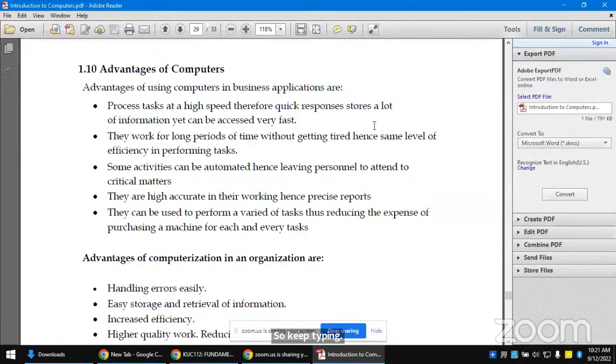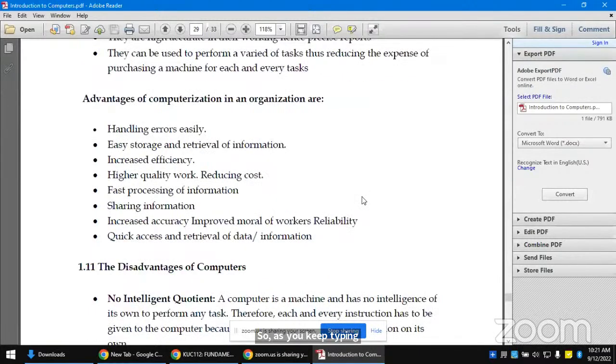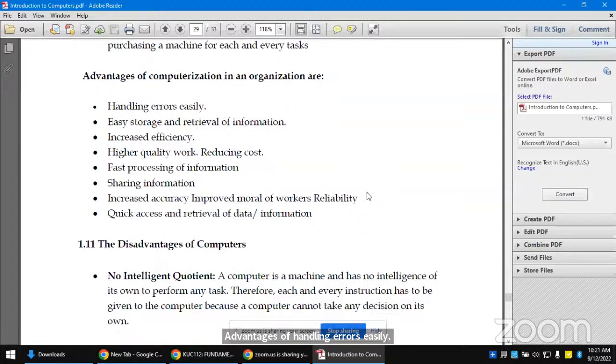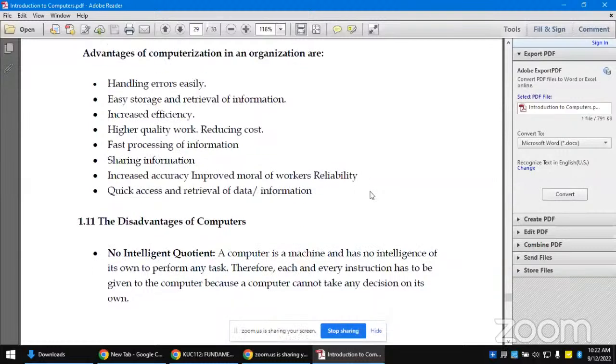So as you keep typing, of course, the advantages of computerization in any organization are handling errors easily, easy storage and retrieval of information, increased efficiency, high quality of work, reducing costs, faster processing of information, sharing of information, increased accuracy, improved morale of workers, reliability, and quick access and retrieval of information.